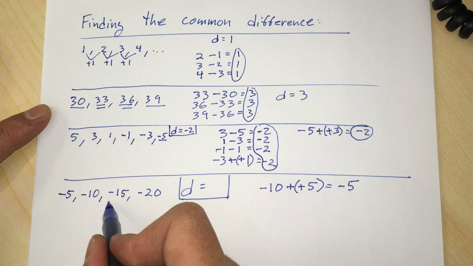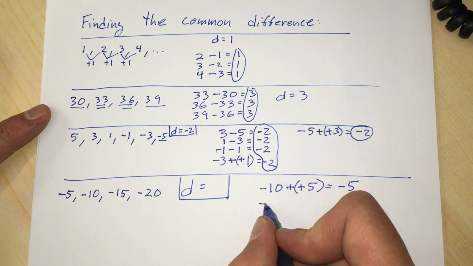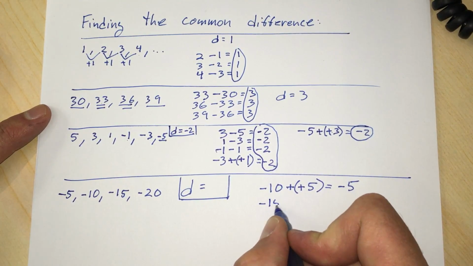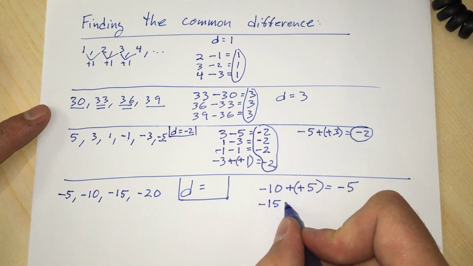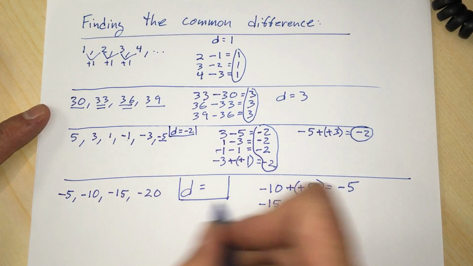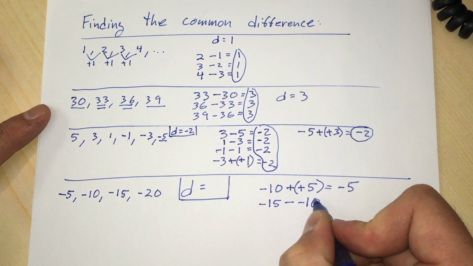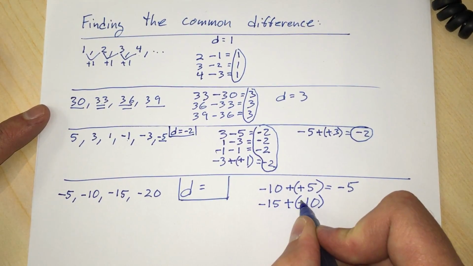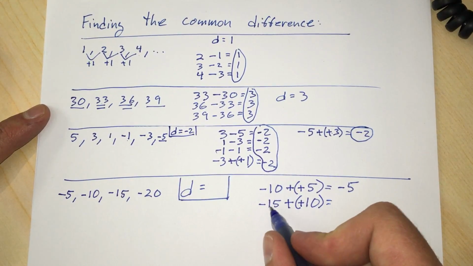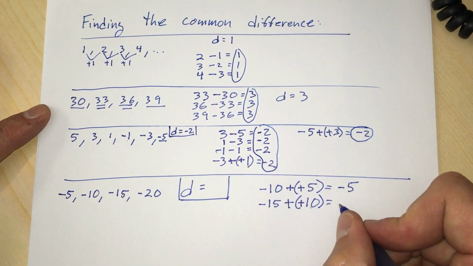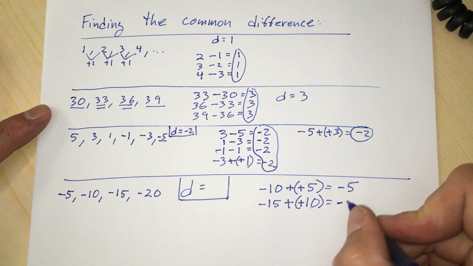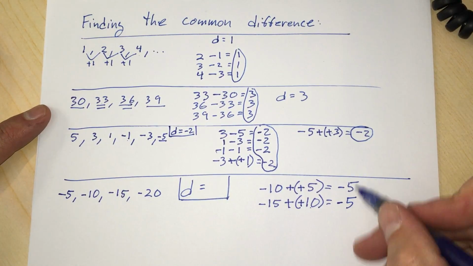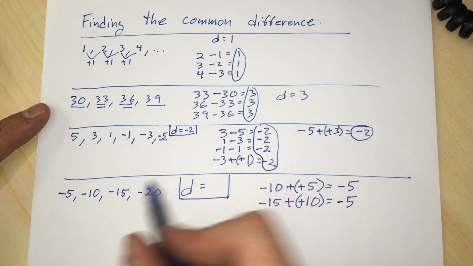Okay, so let's do another one. We're gonna do -15, and we're going to subtract -10. So there's that double negative again. So we're subtracting -10, so it becomes a positive. So I've got 5 more negatives than positives, so we've got -5. So I think you can start seeing that our common difference is -5 here.